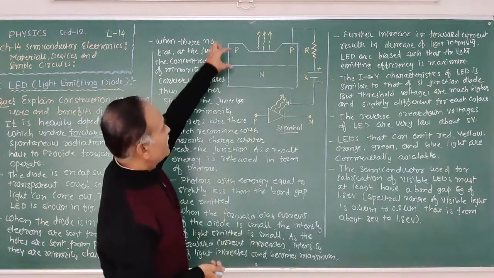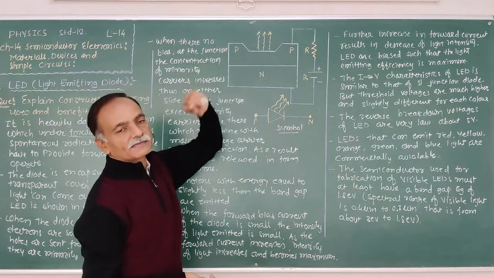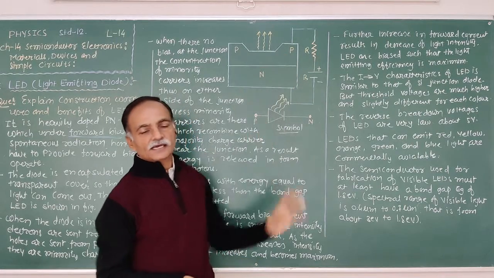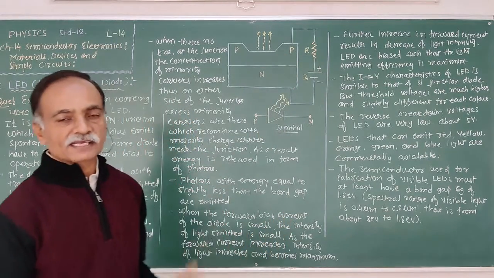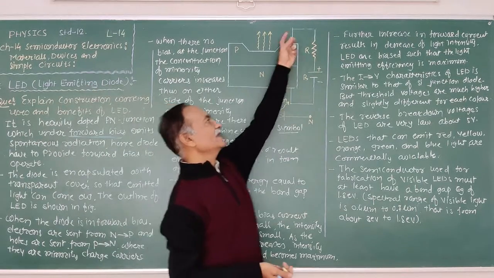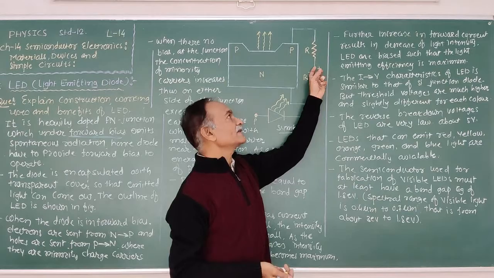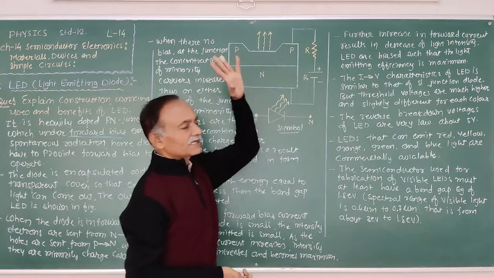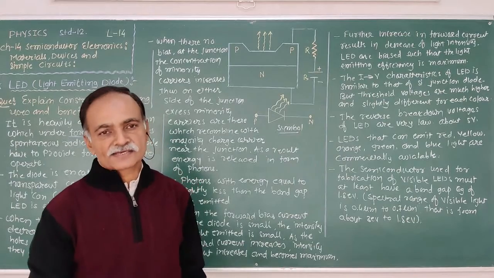Here there is the p-type semiconductor, here the n-type semiconductor. Heavily doped, that means the concentration of impurity atoms in p-type and n-type semiconductor is very high. P is connected with the positive terminal of a battery with the load resistance, while the negative terminal of the battery is connected with the n side of the junction.